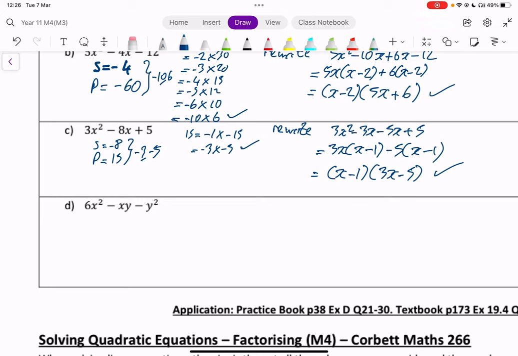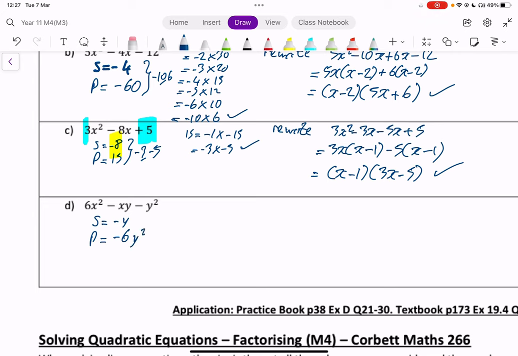Okay, the last one, very difficult one, I think, in this one. Your sum, it involves x's and y's, this one, your sum and your product. So your sum, let's think back to the previous example. The sum was the thing that was multiplying the x. So in this case, what's multiplying my x is minus y. And again, in the previous example, the product was this number times this thing. So the product in this one is going to be 6 times minus y squared. So it's minus 6y squared.